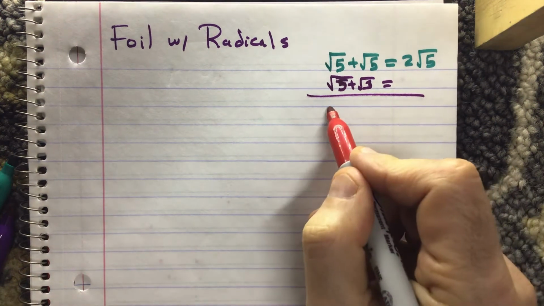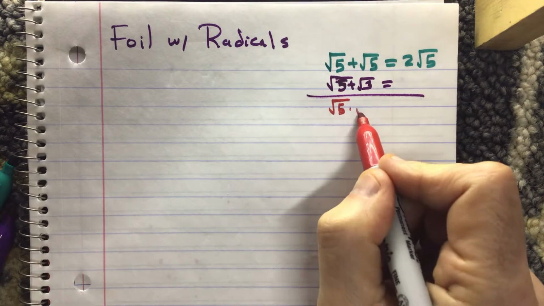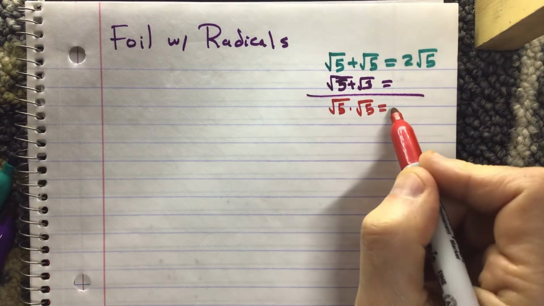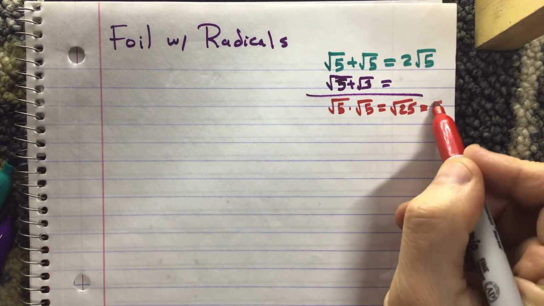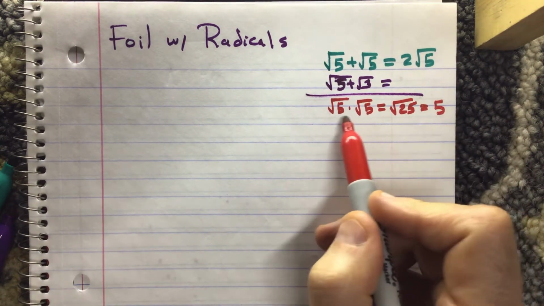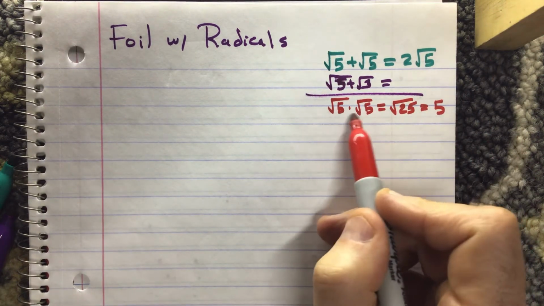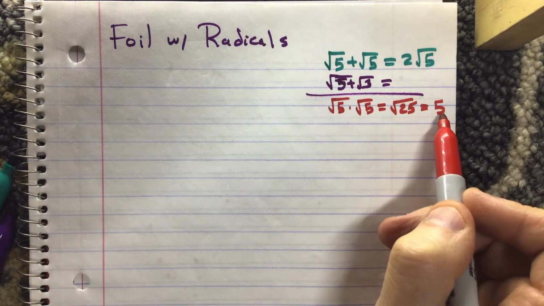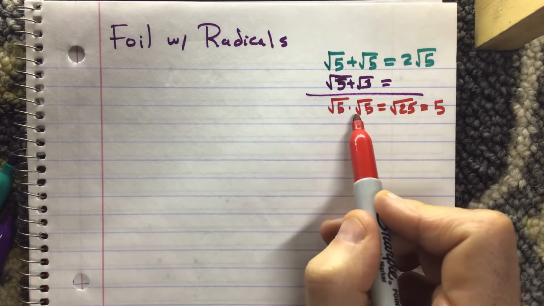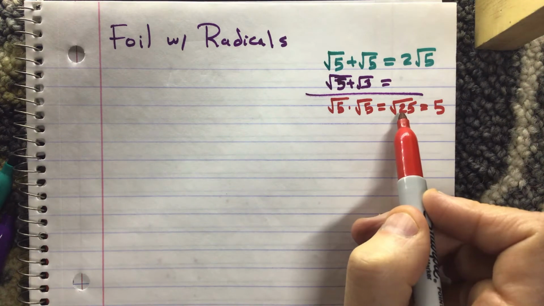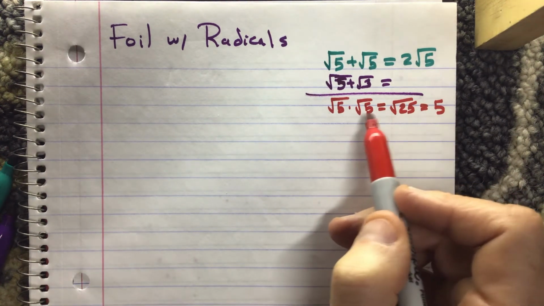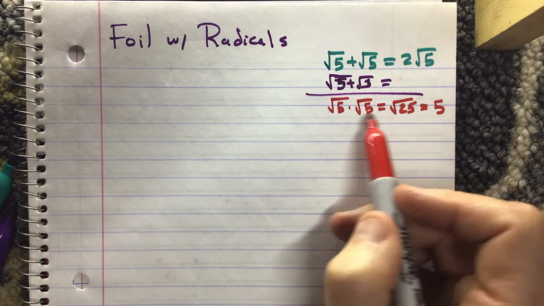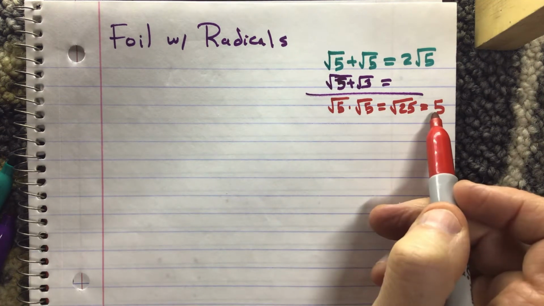You can multiply anything together. So radical 5 times radical 5 equals radical 25, or the square root of 25, which is 5. So when they're the same number and you're taking the square root of both, you're just going to get that number. If that had been square root of 6 times square root of 6, you would have gotten square root of 36, which is 6. So squaring and square rooting sort of undo each other.